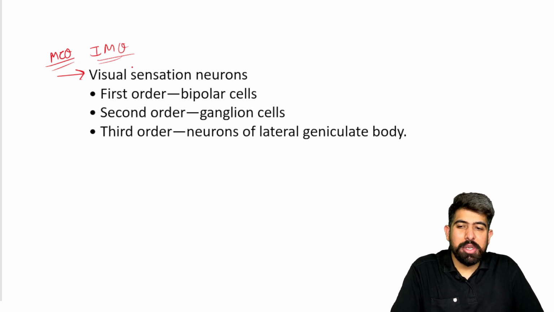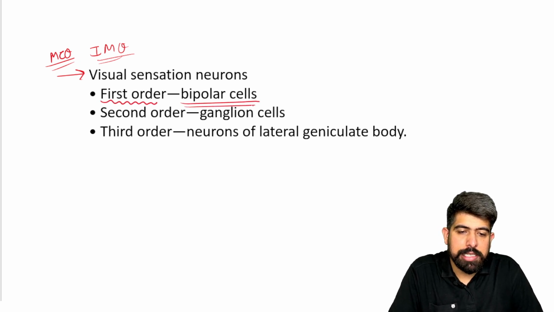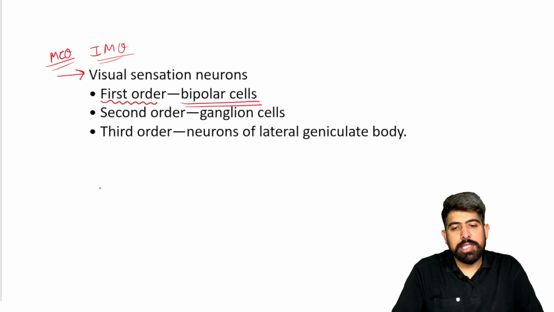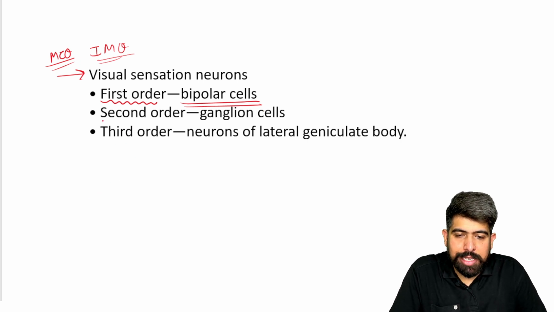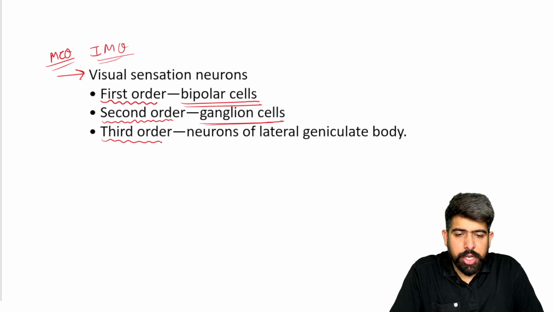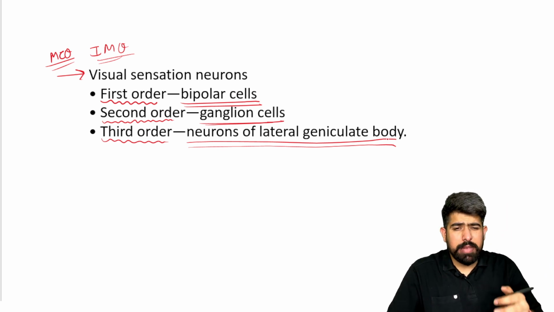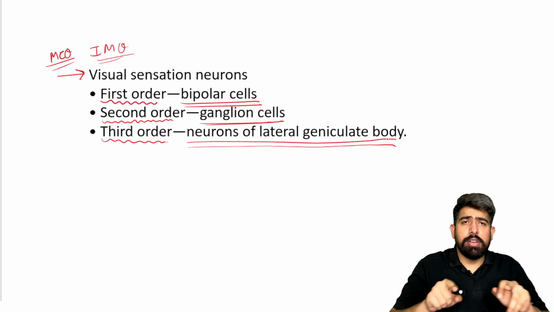If they are asking about the first order neurons, you have to write that the first order neurons are your bipolar cells. If they are asking about the second order neuron, the second order neuron is your ganglionic cells. And the third order neuron is the neurons of the lateral geniculate body. So remember this, all of these structures you just have to learn by heart, as I already showed you. I hope you remember all the 10 layers of your retina.